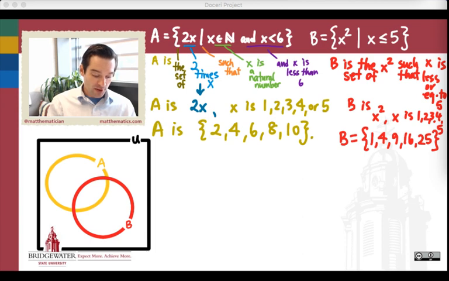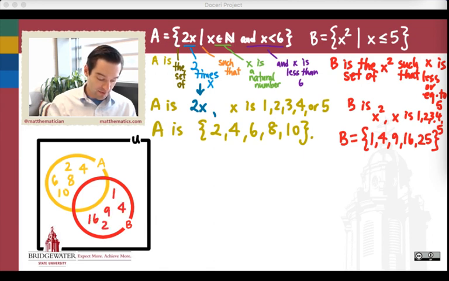So the way that I usually like to do this is just by taking my elements of A, 2, 4, 6, 8, 10, and I'm just going to slap them inside of the yellow circle without worrying about whether they belong to red or not. And then same thing with the red circle, 1, 4, 9, 16, 25. So now I have all of my elements in my Venn diagram, but keep in mind the general principle that in a Venn diagram, no element should be listed in more than one region.